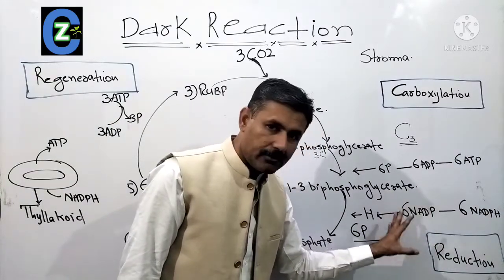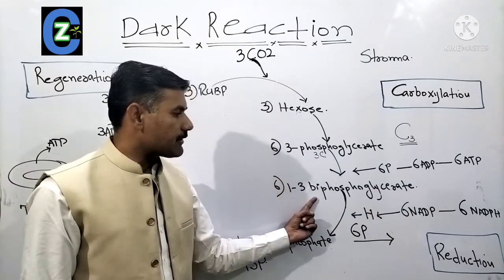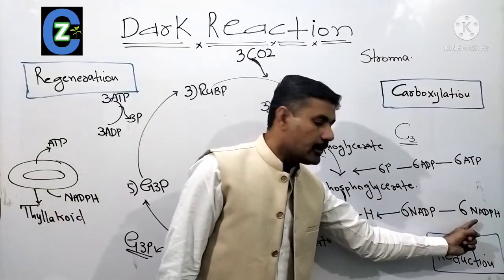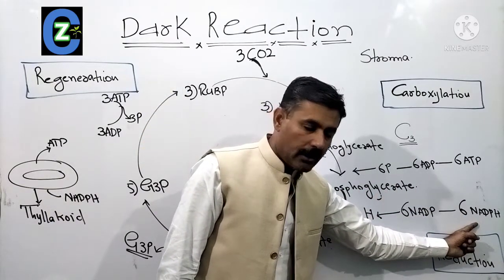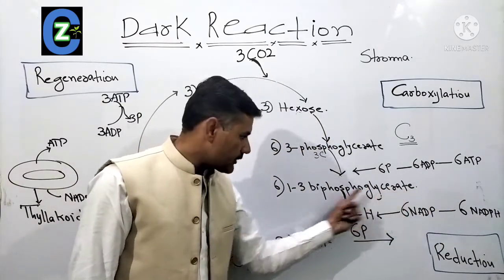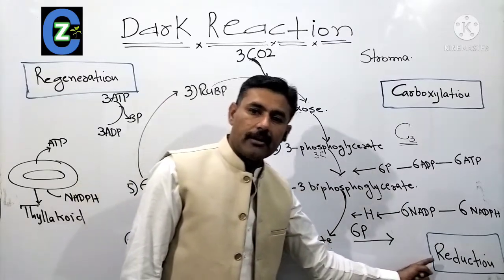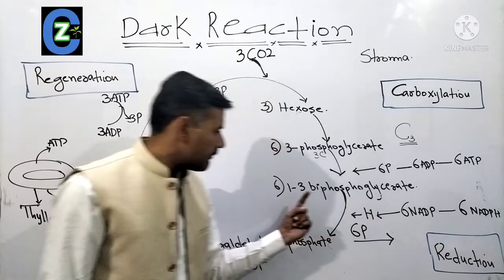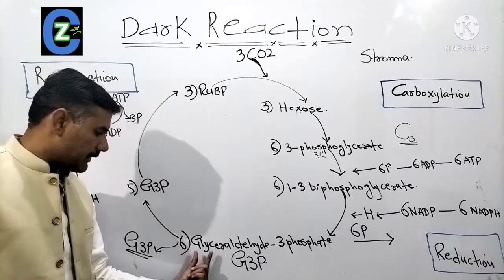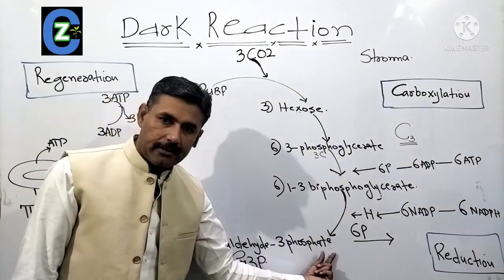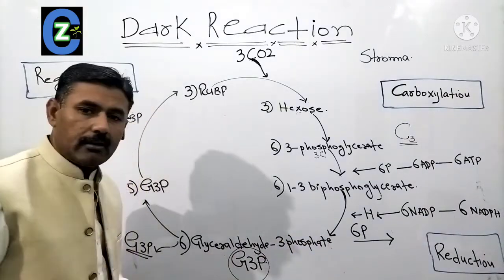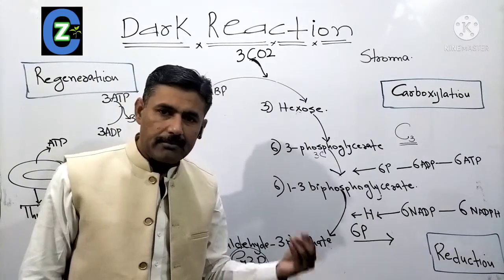So what is going to happen at this stage: we will reduce 1,3-biphosphoglycerate with the oxidation of 6 molecules of NADPH. NADPH is oxidized and it is reducing 1,3-biphosphoglycerate. It is not only reduced, 6 phosphate molecules are removed as well. And resultantly, 1,3-biphosphoglycerate is converted into 6 molecules of glycerol aldehyde 3-phosphate. And these 6 molecules of glycerol aldehyde are now termed G3P. We term them G3P.